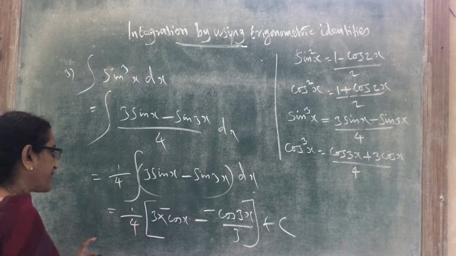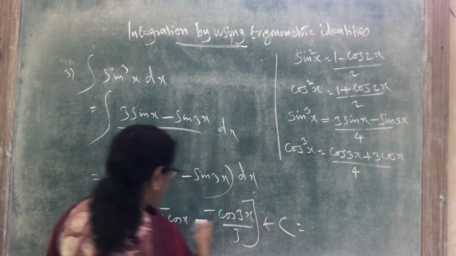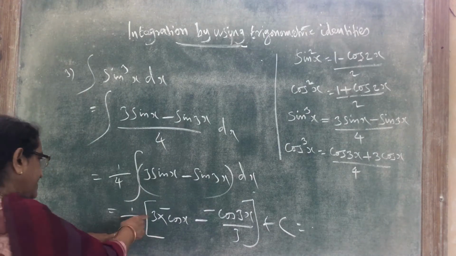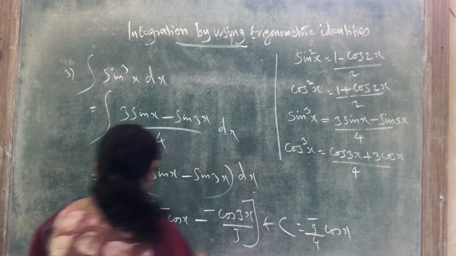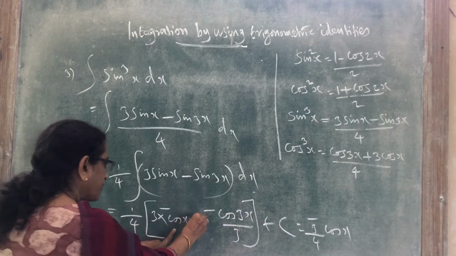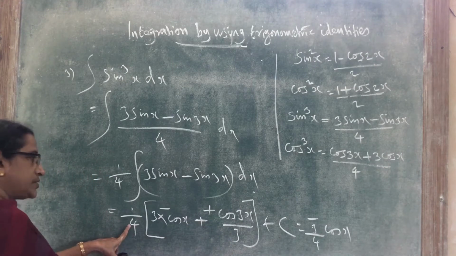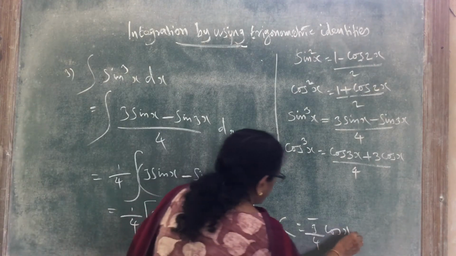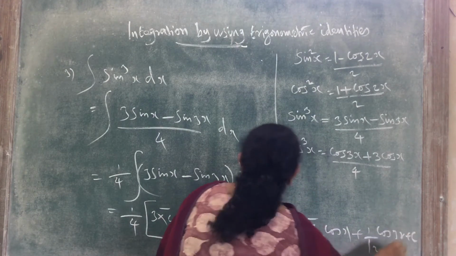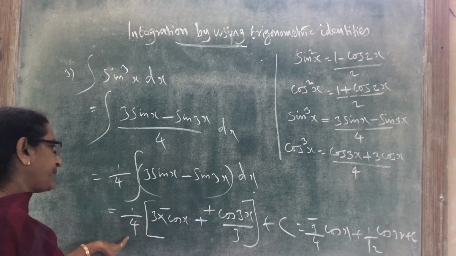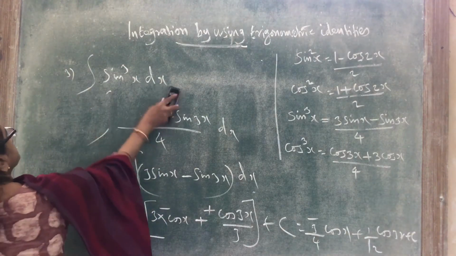Minus into minus becomes plus, and write the answer. So that is equal to, when I open the bracket, minus 3 by 4 cos x. Then here minus into minus becomes plus: 1 by 4 into 1 by 3 is 1 by 12. So plus 1 by 12 cos 3x plus c. So minus 3 by 4 cos x plus 1 by 12 cos 3x plus c is the answer.